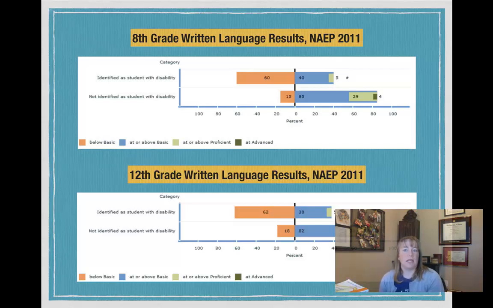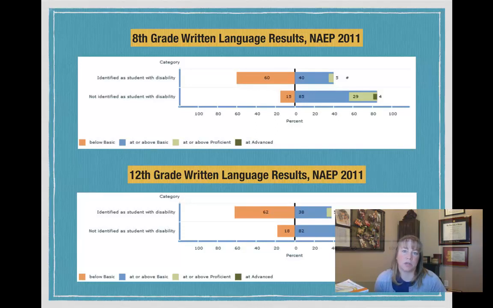So if we look at the NAEP results from the latest written language assessment they gave, which is 2011, this is a norm reference national assessment, so it gives us a real good idea just nationally how students with disabilities compare to those peers who are not identified as having a disability. So at or above basic, students without disabilities are at about 85%. You'll notice only 29% are at above proficiency.